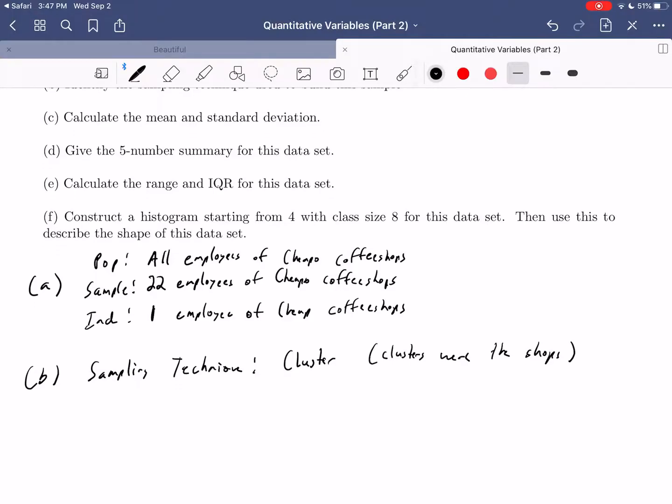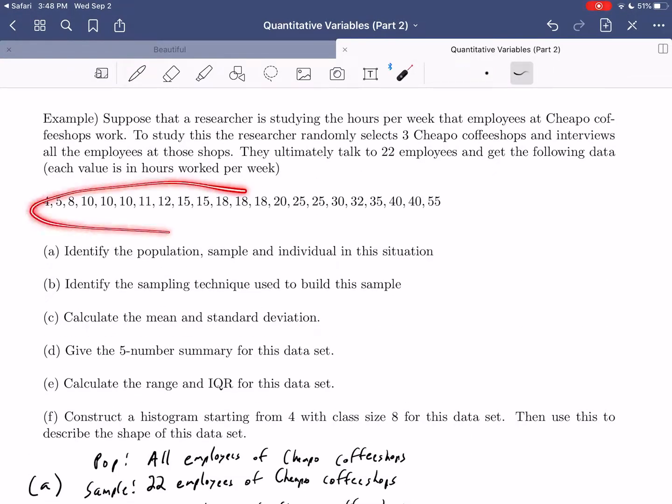All right, let's go ahead and calculate the mean and standard deviation. Of course, this is a sample, so we'll want to use the notation x bar and s. How are we going to do this? Do we need to do it by hand? Absolutely not. We want to just go ahead and put this data into our calculator. So if you're following along with your own calculator, you can hit Stat and Edit, clear out what we had from the previous example, and start typing this stuff in. So we've got 4, 5, 8, 10, 10, 10, 11, 12, 15, 15, 18, 18, 18, 20, 25, 25, 30, 32, 35, 40, 40, and 55.